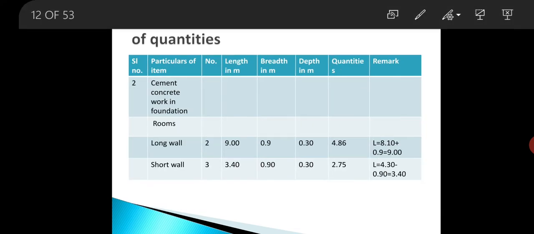So in details of measurement form, write down serial number 2 and under particulars of item write down cement concrete work in foundation. So first we will go for the calculation of rooms. So under room, first we will go for calculation of long wall.